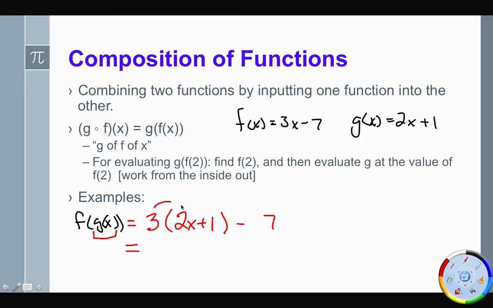And then it becomes a simplifying problem. So 3 times parentheses 2x plus 1 becomes 6x plus 3. And then minus 7, and we get a new function, which is 6x minus 4. And that would be the new function, the composed function f of g of x.